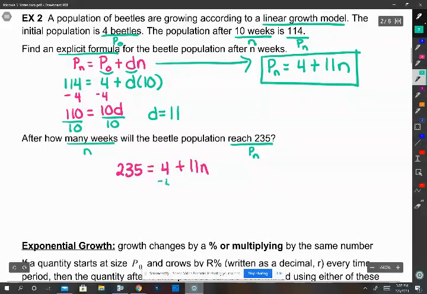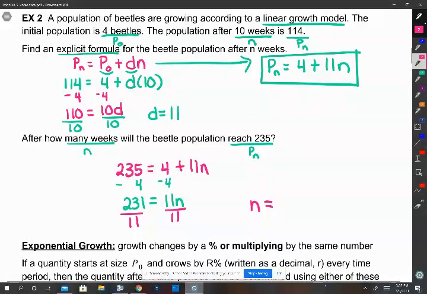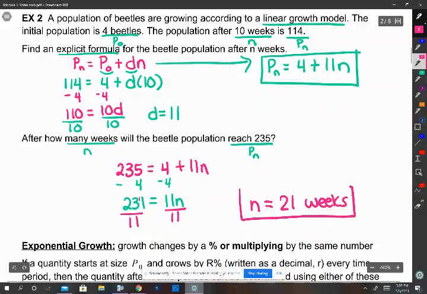So we're going to subtract 4. So this is 231. And then we're going to divide by 11. And so what happens there is that's going to give us 2 with 1 left over. So 21 weeks. So it's going to take 21 weeks for us to get 235 beetles. So that's all for video 1.